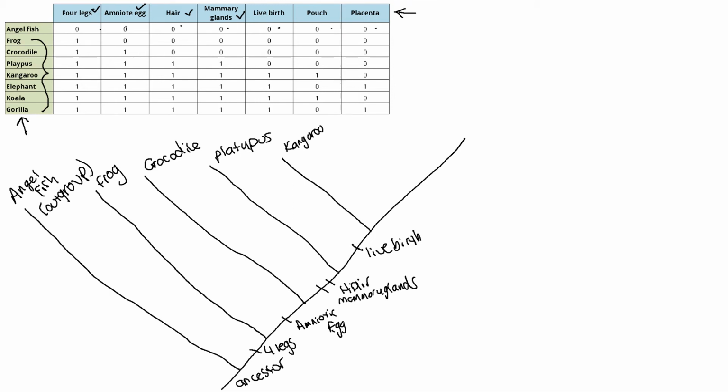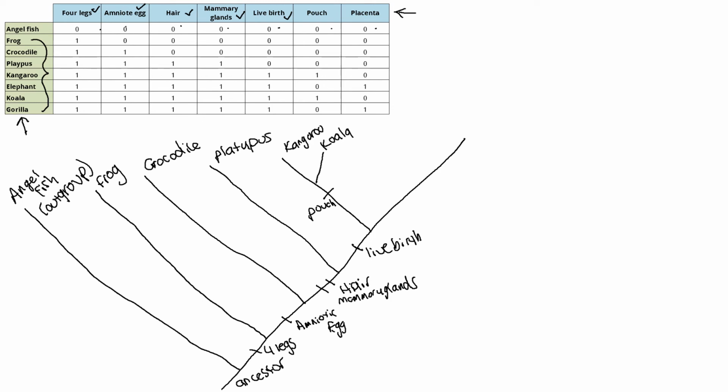Okay, so now this is where things start to get funny. So we know the kangaroo has a pouch, right? Now we've got live birth on the tree already. Now pouch, only 2 organisms have the pouch, and the others do not. So we've got koala and the kangaroo. So we want to put them as sister species. So we have a koala here. Then we can put the pouch here. Right? So this suggests that only this lineage right here has the pouch, and the rest after that do not have the pouch.